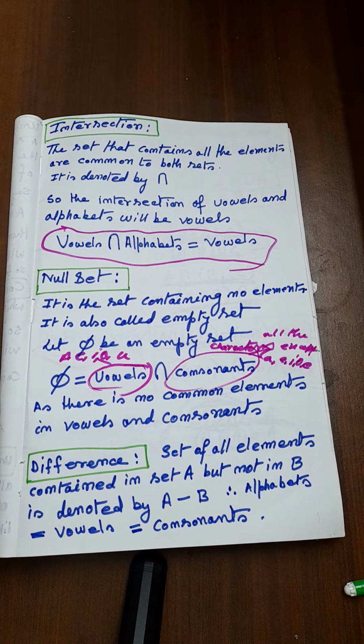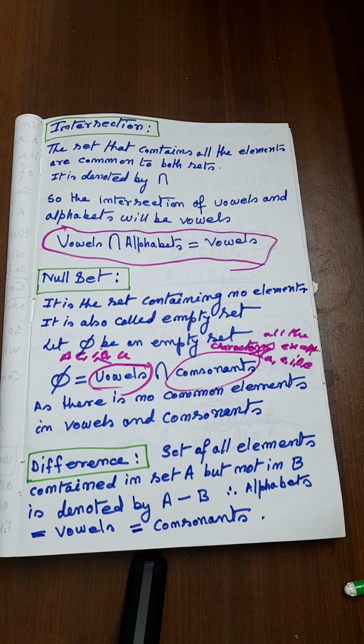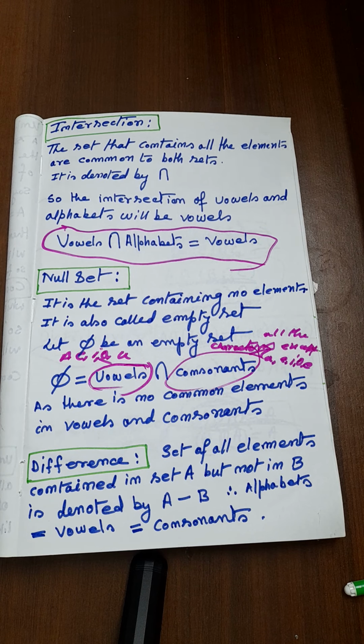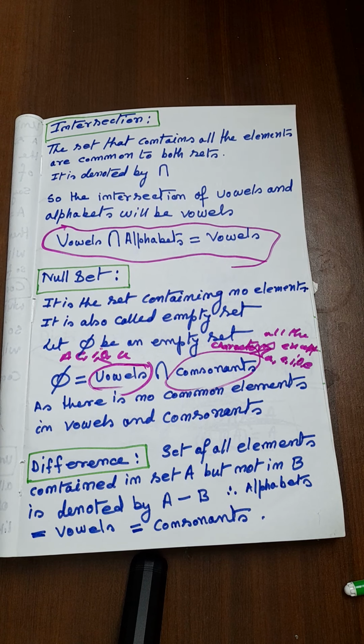So what will the intersection of these two sets return? It will return an empty set, which is called null set. Okay, understood? Now what is the difference? The set of all elements contained in a set A but not in B is called the difference, and is denoted by A minus B.